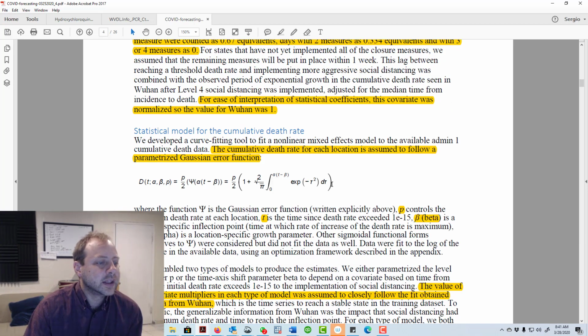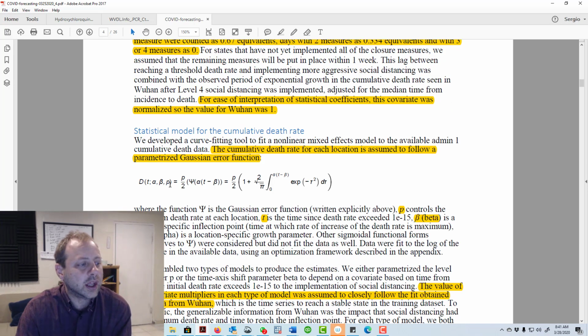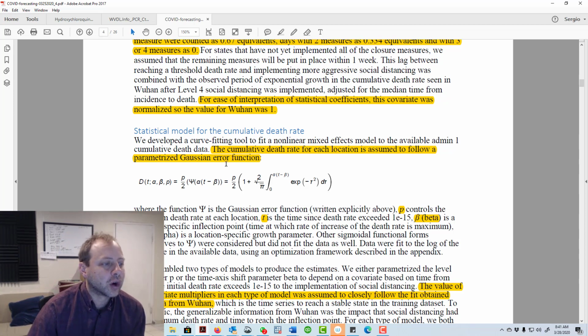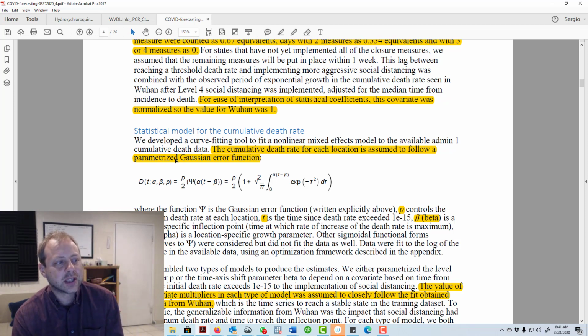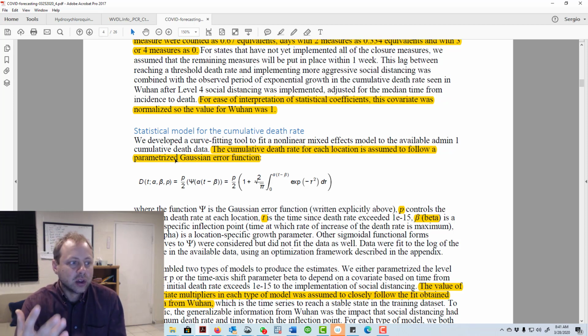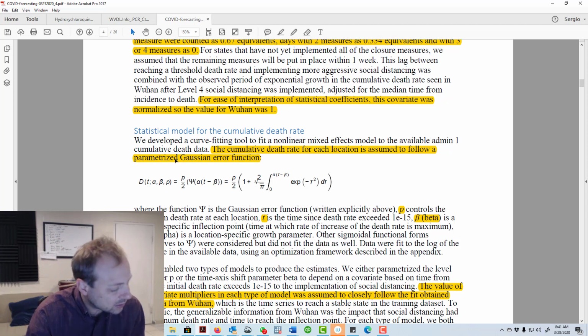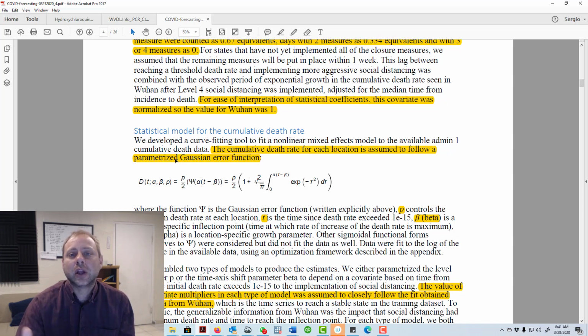And this number right here, which you don't have to memorize, basically describes the cumulative curve. The cumulative death rate for each location is assumed to follow a Gaussian error function, which means the errors to that function, not the actual curve itself, are normally distributed. That's a really good sign. It means that we can do a pretty good job of actually projecting it, right?